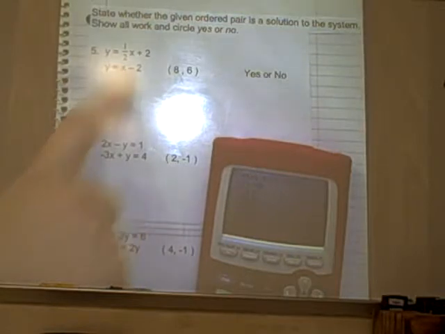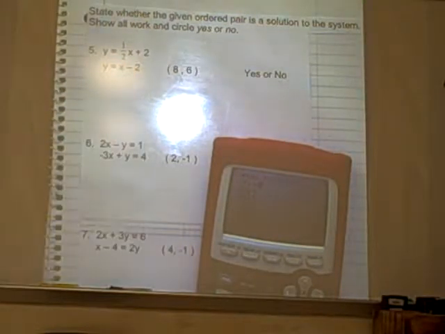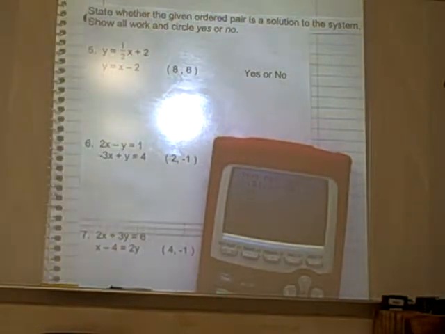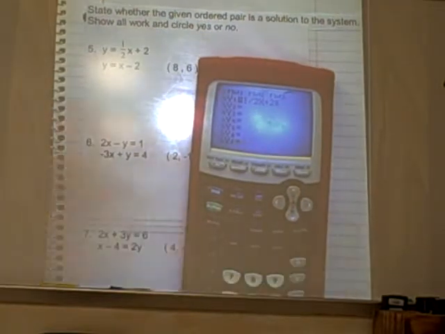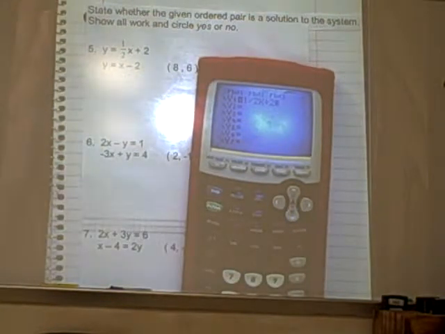So we're going to type in both of them. Type in 1/2, which is 1 divided by 2, x plus 2. That's the first one, 1/2 x plus 2. So it should look like that: 1 divided by 2, x plus 2. If you hit enter, it should pop down to the second one, so your cursor should be blinking beside the y2. Everybody following me so far? Okay, so when you get to the second one, type in the second one, x minus 2.